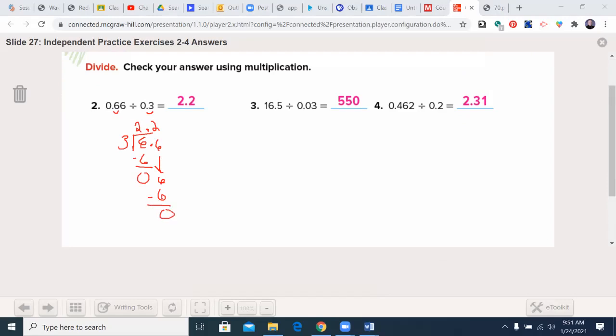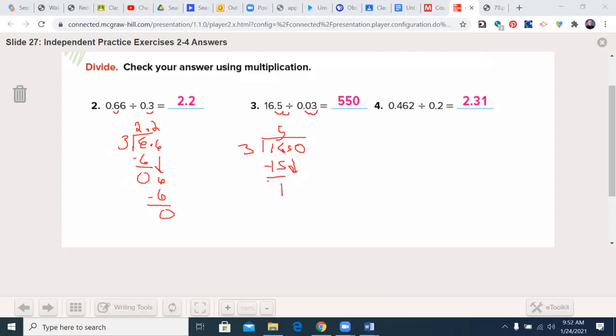We're good to go. Here I need to multiply both sides by 100. 1 and 2. 1 and, ooh, I'm going to have to annex a 0. So I'm going to really end up with 1650 divided by 3. Goes in here 5 times. 5 times 3 is 15. I subtract, get a 1.